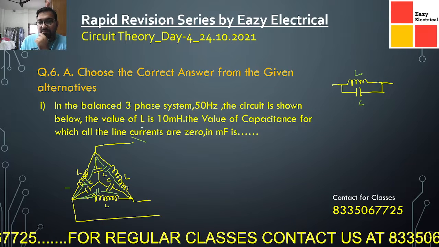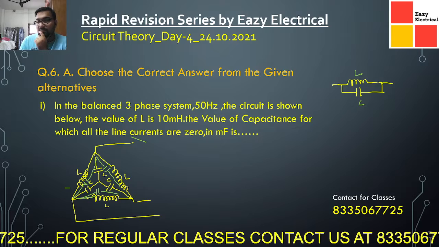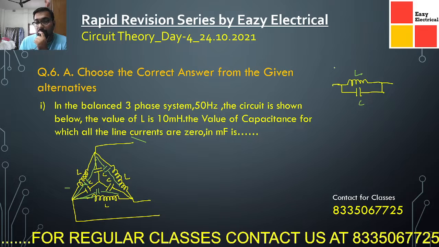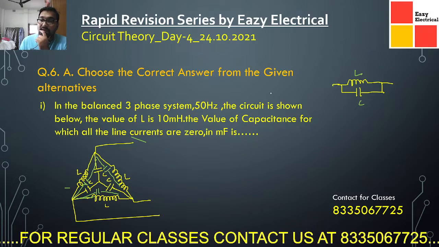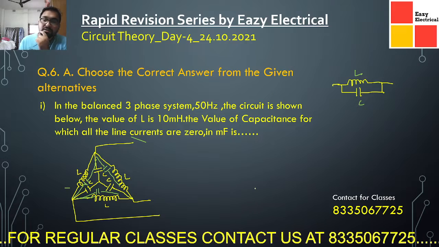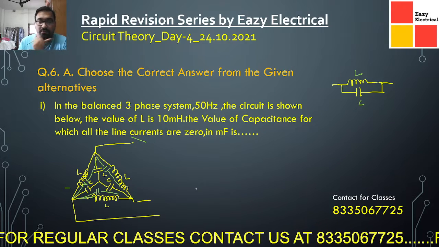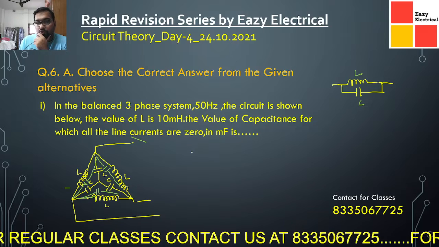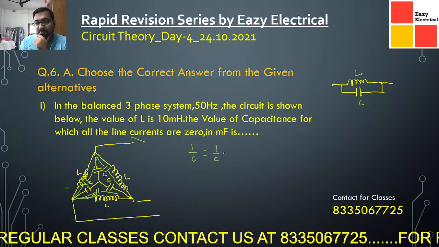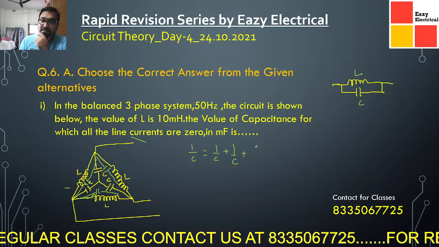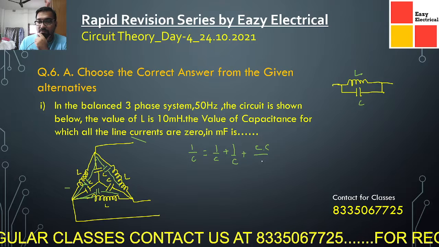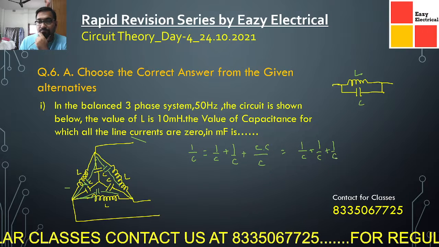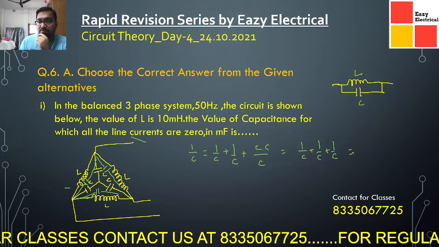Now the statement states that, due to the value of the capacitance, this circuit is behaving as an infinite resistance, right? As the current is 0, that means the resistance is infinite. Now what we can do here is, first of all, calculate the values of the delta capacitances. So 1 by C equivalent is basically 1 by C plus 1 by C plus 1 by C.